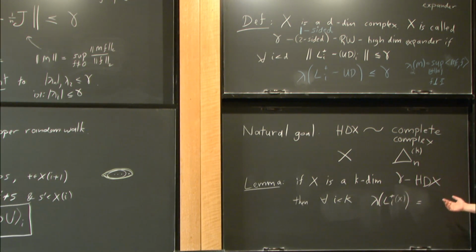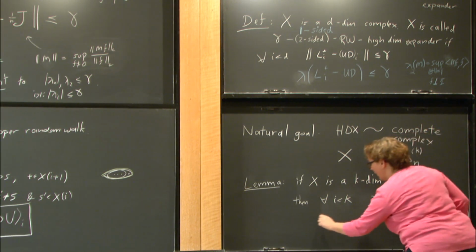So I can write it as lambda of L plus i of X equals lambda of L plus i of this delta guy, plus O of gamma. So I'm saying that the lambdas of these two random walks are the same up to some error of gamma. It's measuring how close you are. And this is good, right? It's like measuring something that we wanted.